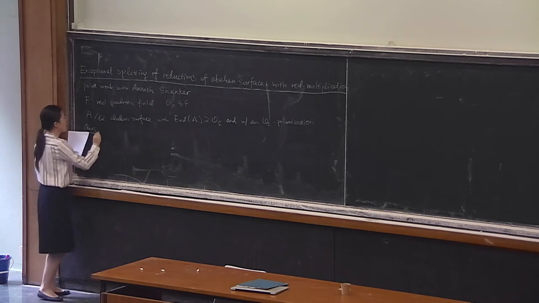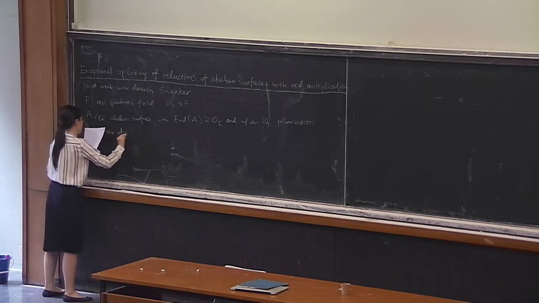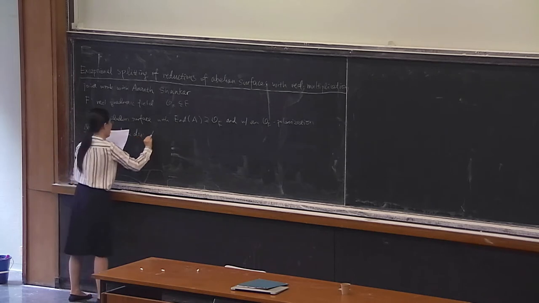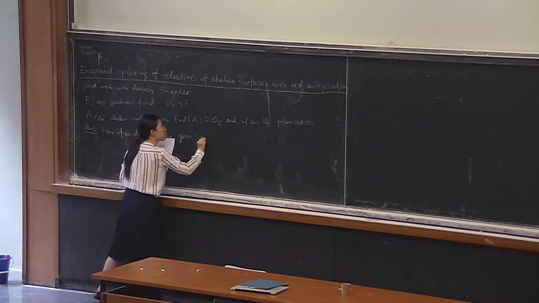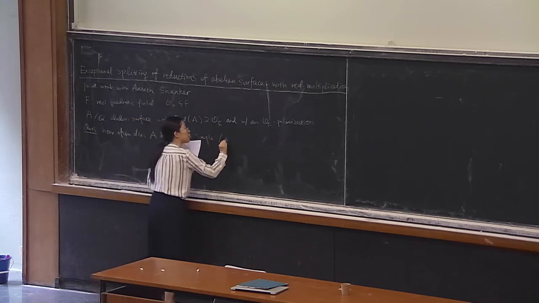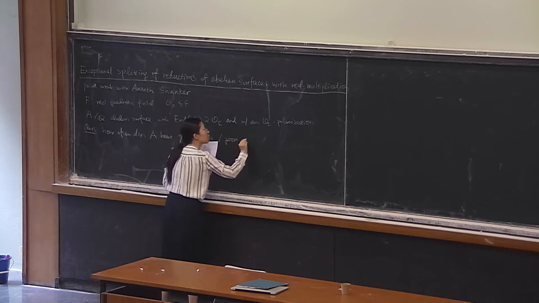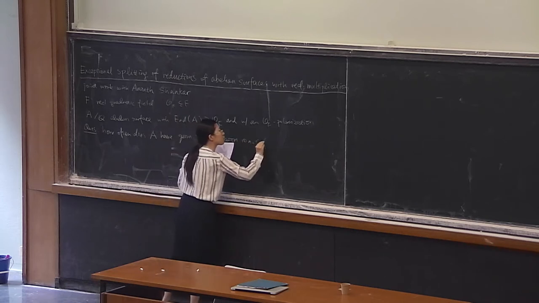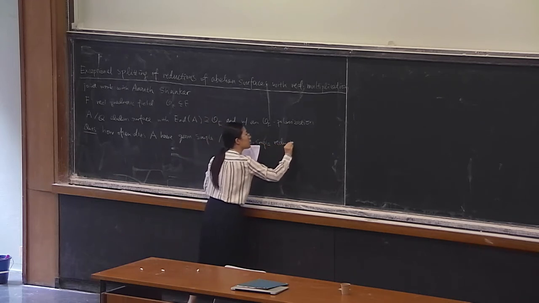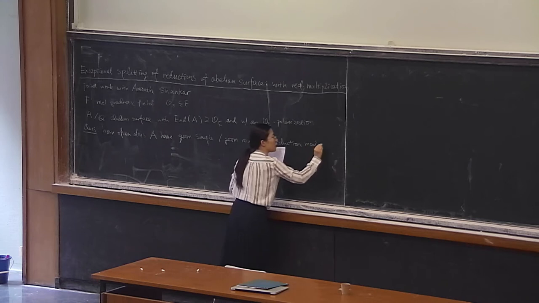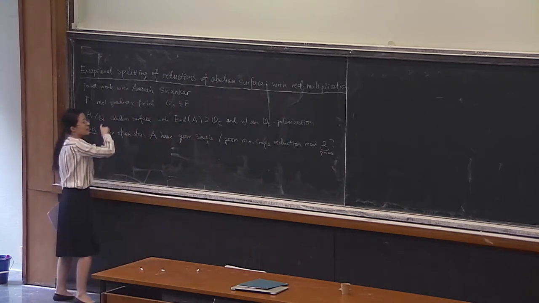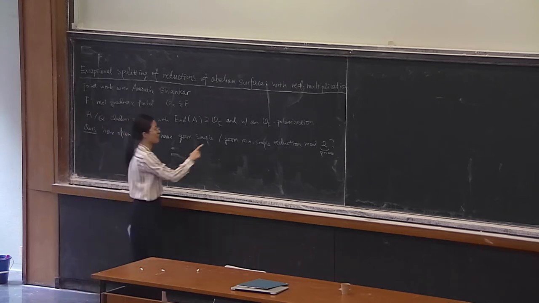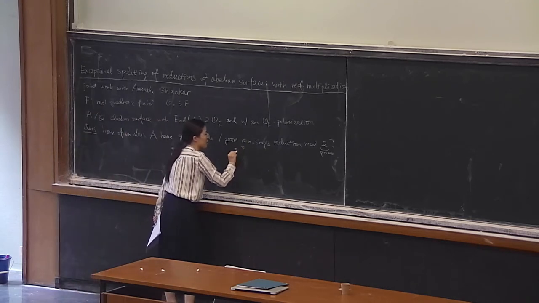we may ask is, how often does A have geometrically simple or geometrically non-simple reduction modulo prime L? So L in this talk will always be a prime. Just to explain my title, splitting means splitting in the isogeny category, which means geometrically non-simple. We'll call it splitting.